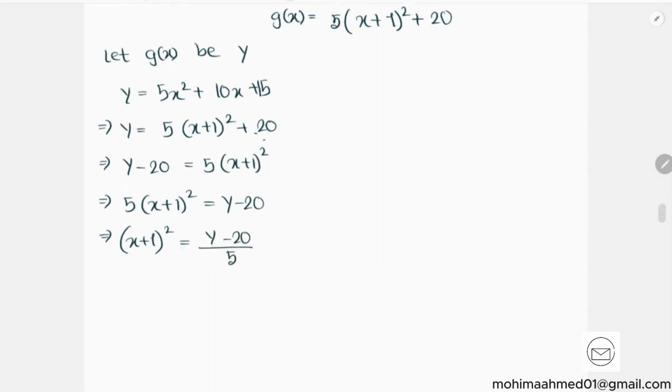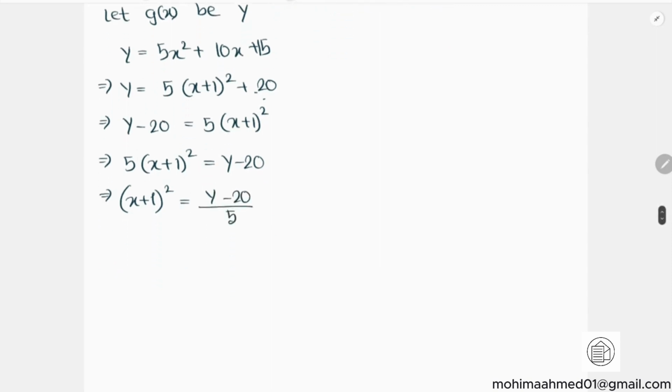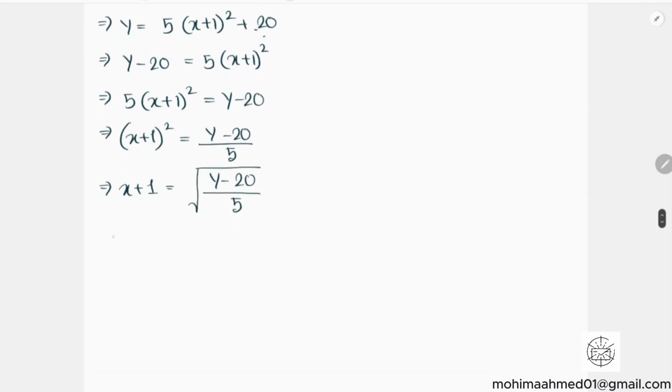This entire thing will be divided by 5. Now you have to change the position of the square. So you have x plus 1, y minus 20 over 5, everything under a root. As you have an extra 1 on the left hand side, you're supposed to take that 1 to the right hand side again. So the equation would be the entire thing under a root, and this entire fraction will be subtracted by 1.